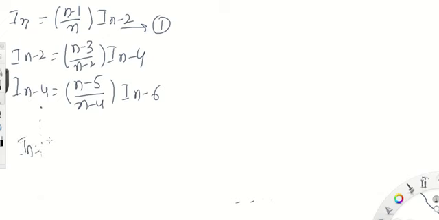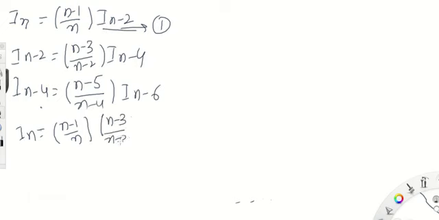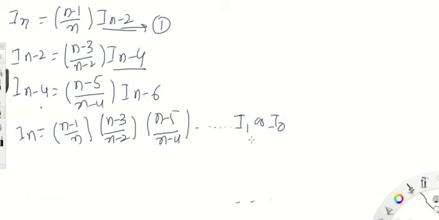I_n = (n-1)/n × I_{n-2}. Instead of I_{n-2}, I am writing the result: (n-3)/(n-2) × I_{n-4}, and I_{n-4} can be written as (n-5)/(n-4) × I_{n-6}. We can continue this procedure until we get two types of values at the end, if n is even or n is odd. The odd case ends at I_1, and the even case ends at I_0.